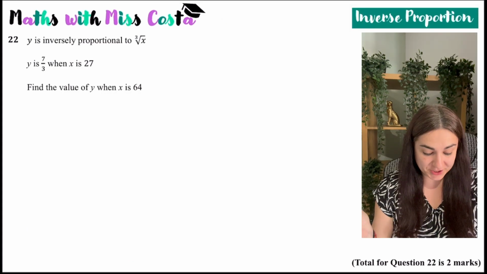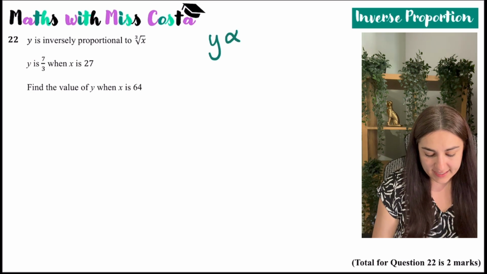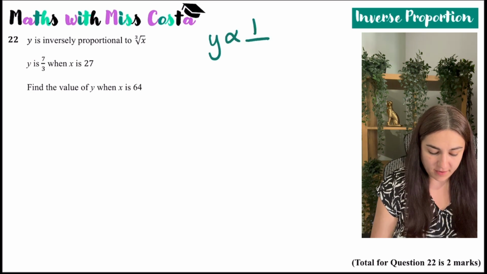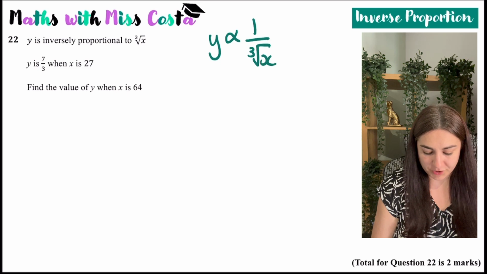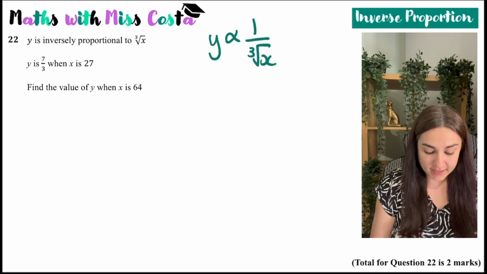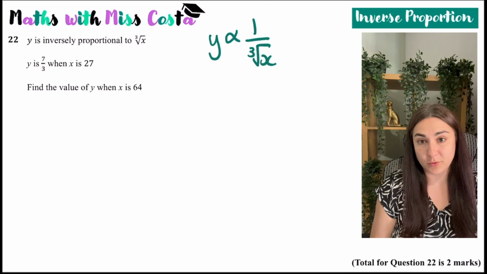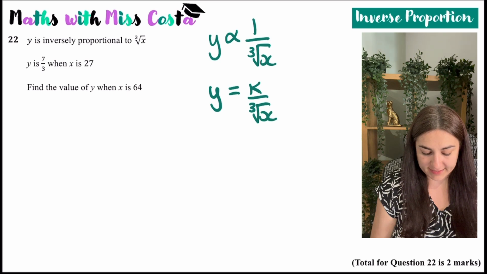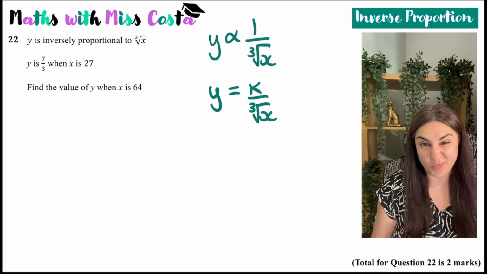Okay, so in this question, I'm told that y is inversely proportional to the cubed root of x. Whenever I'm dealing with inverse proportion, the inverse is like 1 over that thing. So this is my statement of proportionality. If you just remember the equations, that's absolutely fine. So either of these is absolutely fine. We generally start with the equation.